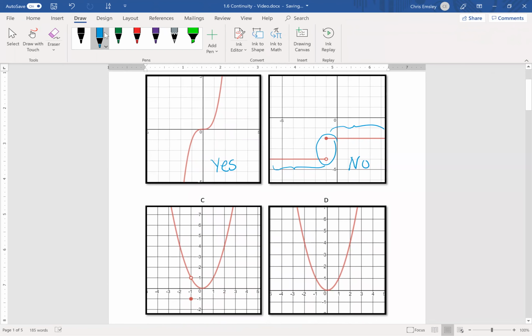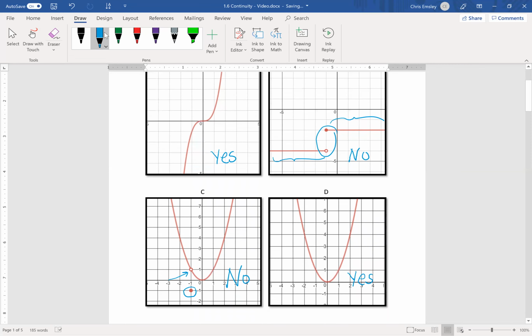Right here, graph C, it looks at first glance like a nice parabola, but then we notice right here we got that little hole, and it's a point down here instead. So we can see that that's not a continuous function because it's got to stop right there at x equals -1. But then this next parabola, graph D, it is nice and smooth. It doesn't have any holes like the last one had, so that one is yes, that is continuous.